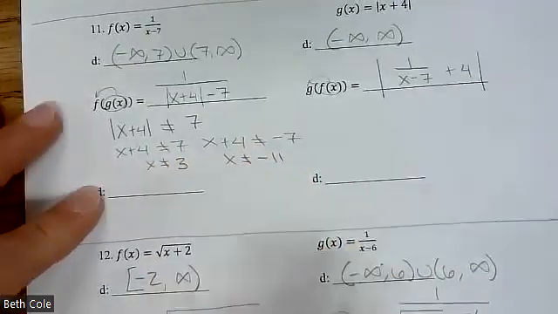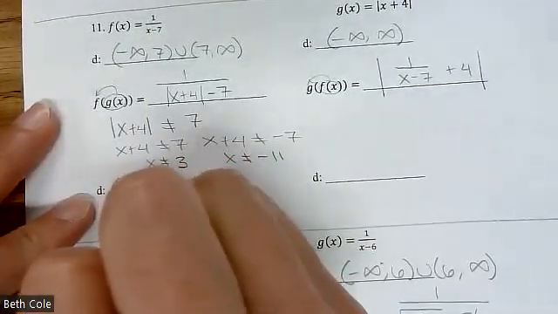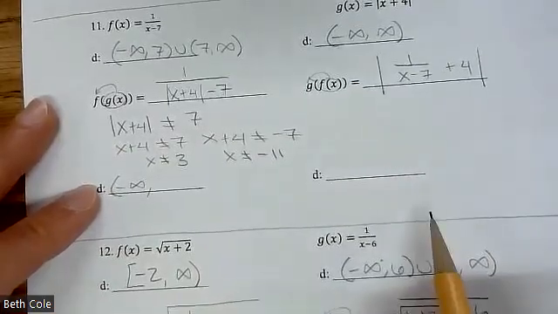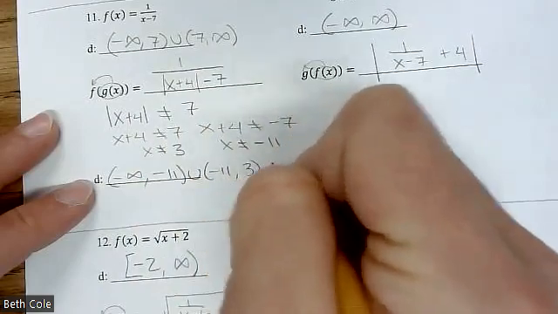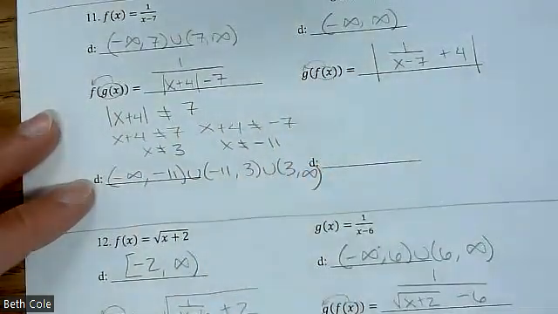Now, which one do you have to skip over first? There's going to be a bunch of unions in this thing. Good. It has to go smallest to biggest. So skip over -11 and then skip over 3. I wrote too big. I'm sorry.